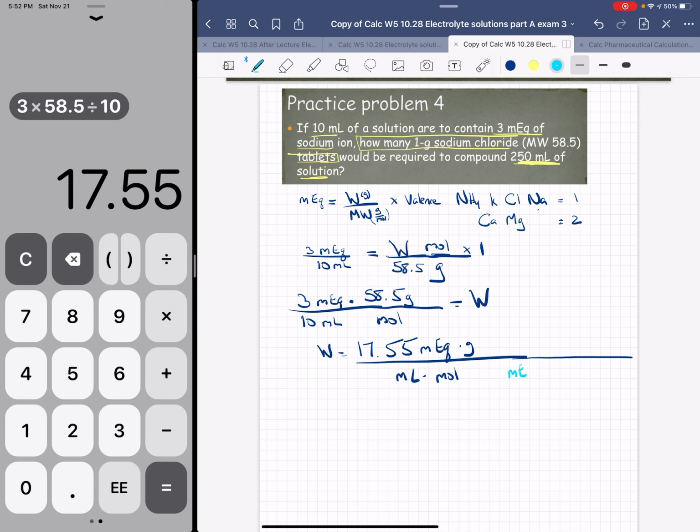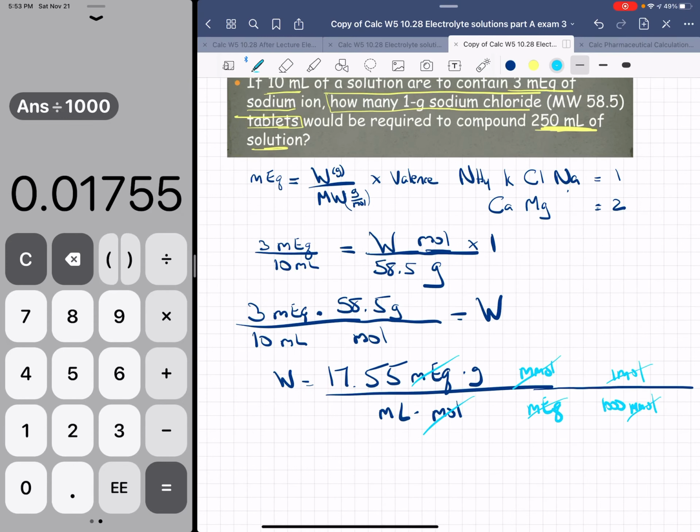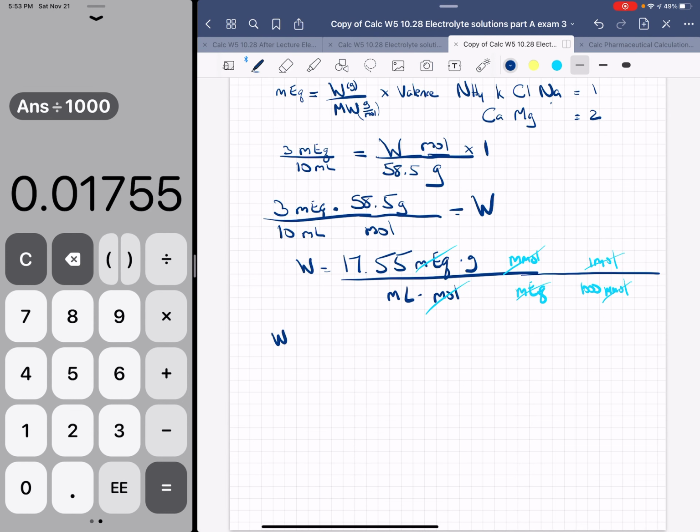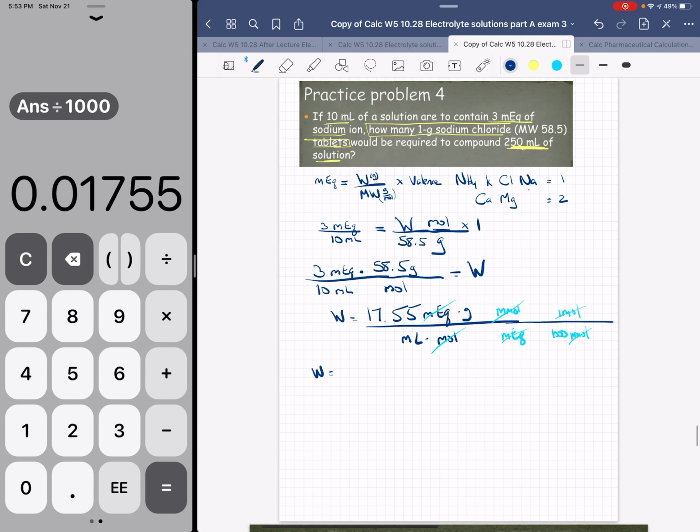And let's go ahead and work on getting rid of some of these units here. So 1 millimole is equal to 1 milliequivalent. Need to get rid of that mole though, and so we have 1 mole is equal to 1,000 millimoles. And let's see, that got rid of that, and that, and that. Okay, and so now I just need to divide by 1,000. And that is going to leave me with a weight, or my concentration, if you will, of sodium ions in that 10 ml, of 0.01755 grams per milliliter.